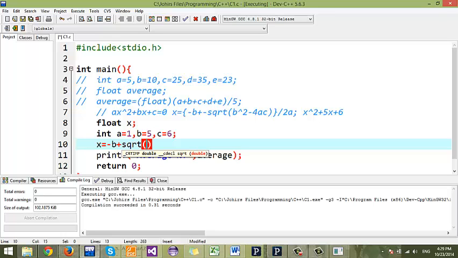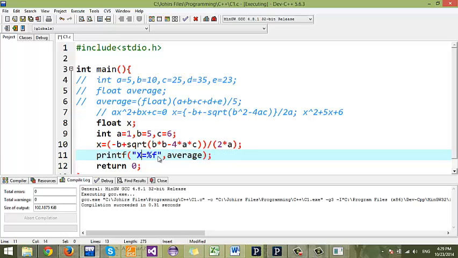Let's write here b square: b into b minus 4 into a into c, minus b, okay, divided by twice. Or we take another bracket, surround the whole thing inside the bracket and divide by 2 into a. Okay, printf x equal to percentage f, x.